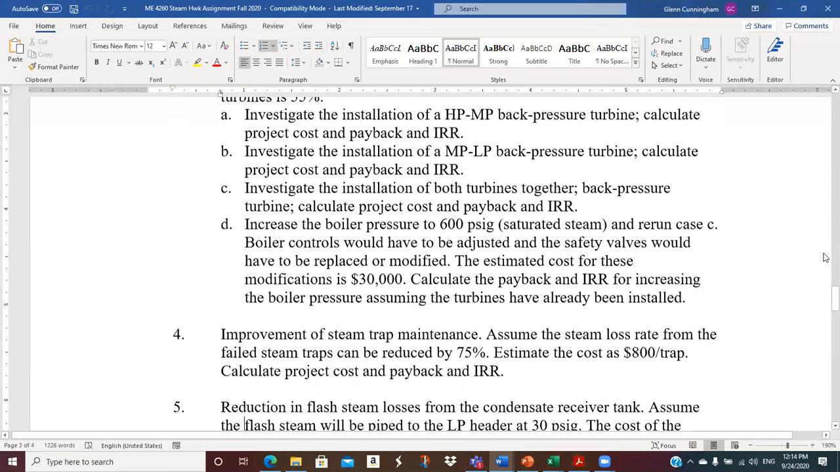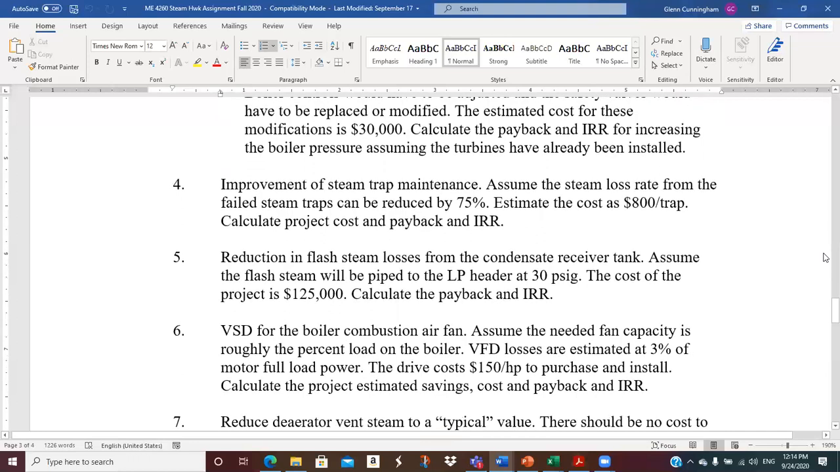Steam trap. Okay. Assume the steam loss rate from the failed traps can be reduced by 75%. So you've got a certain number of traps. You're going to estimate, based on your pressure and your orifice size, how much steam is leaking from each trap. And then you're going to assume that if we go out and do a project, over time we can achieve savings of 75%, because as soon as you go fix them all, two weeks later, three more have failed. It's the way it is.